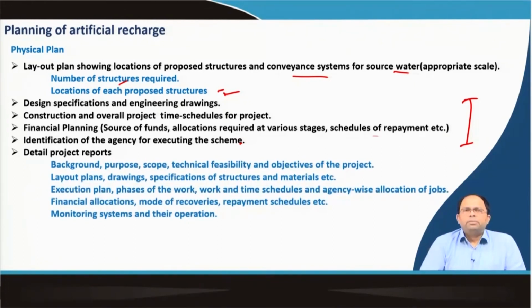So what do we need to prepare? When we propose a particular project and make a plan for it, we need to prepare a detailed project report. We need to give the background, purpose, scope, technical feasibility, objectives of the project, layout plans, drawing specifications of structures, execution plans, financial allocations, monitoring systems, and all the details we discussed right now have to be provided in the DPR to justify this, before we start this kind of project.